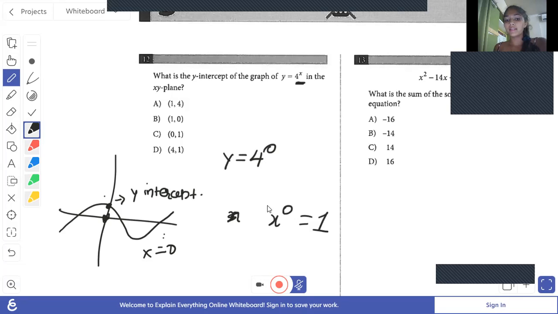So this is an identity, power identity. So therefore 4 raised to 0 equal to 1. And that means that the y-intercept of this graph is 1. So the point we are looking for is (0, 1), which is C.